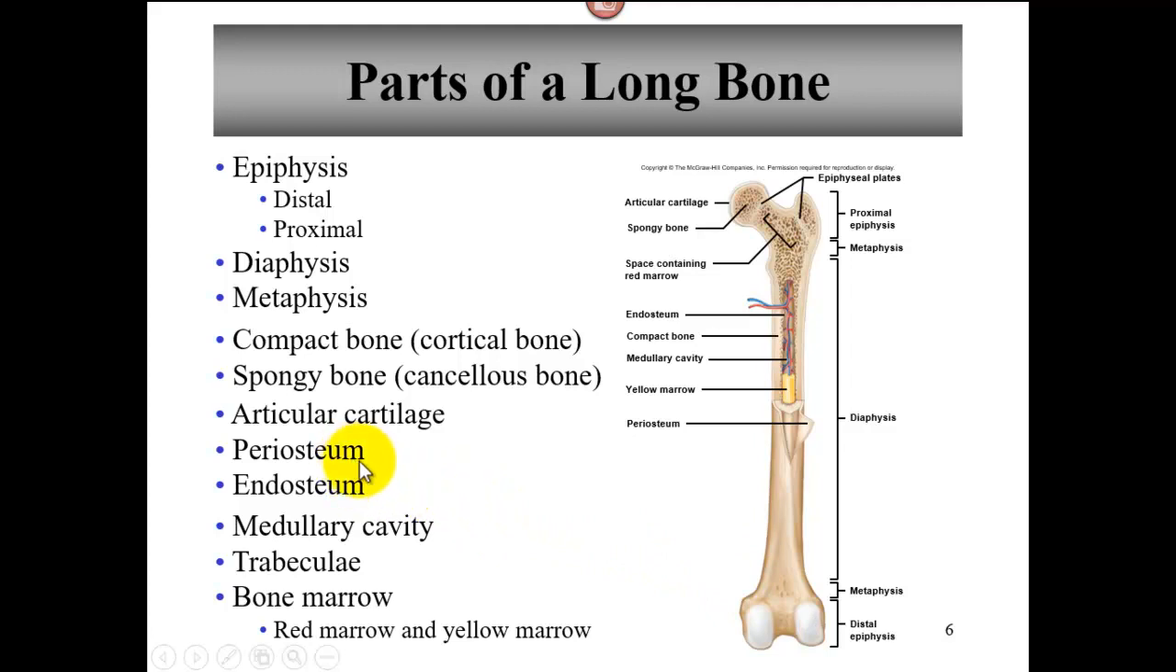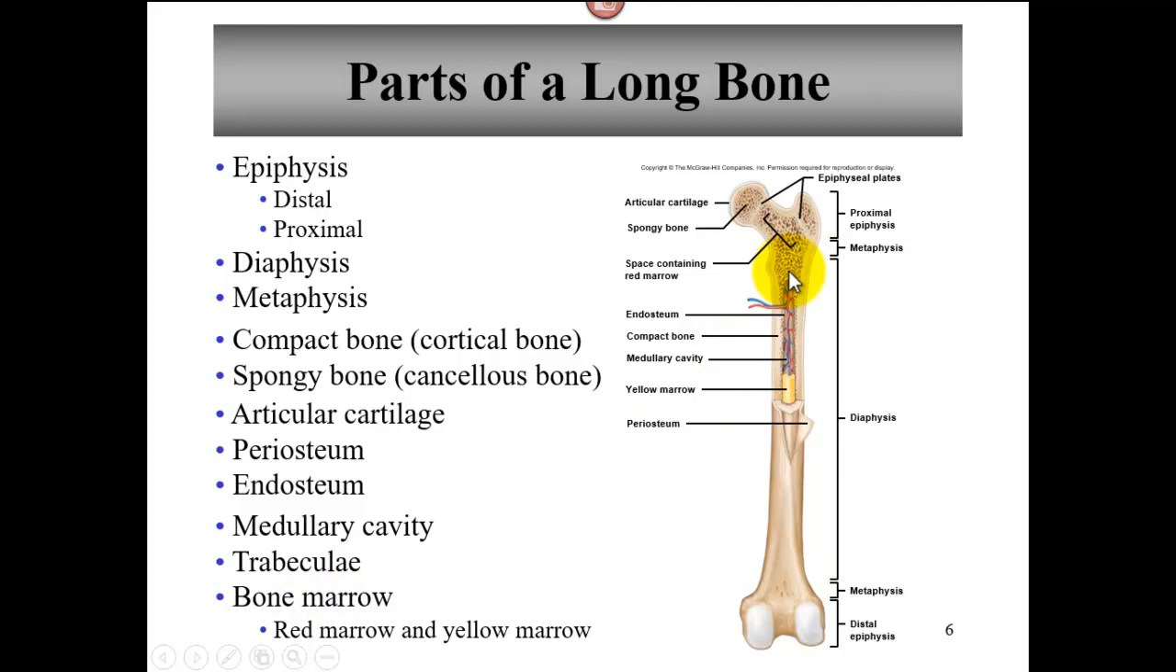The periosteum is an outside layer, and I'm sorry that picture is so small. See it being pulled back here? It's an outside layer of connective tissue that forms as a bone is developing. It actually connects to the tendons that connect to muscles that connect to bones. The endosteum would be the inside lining of the medullary cavity. So there's a layer of connective tissue on the inside of this hollow portion.